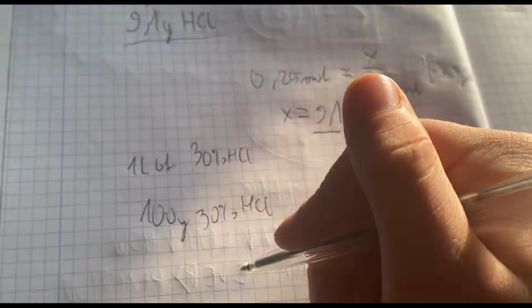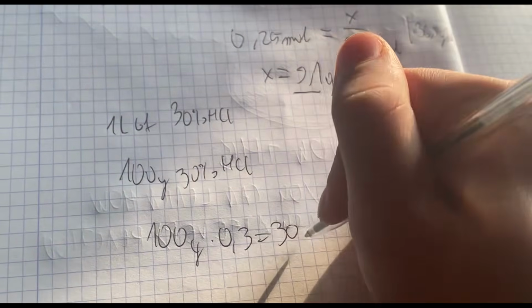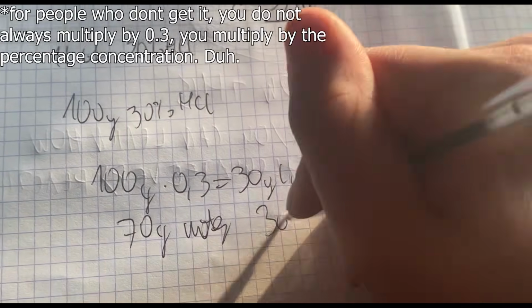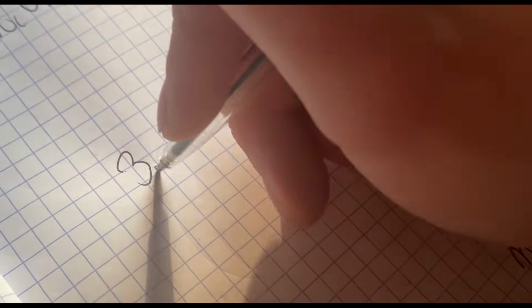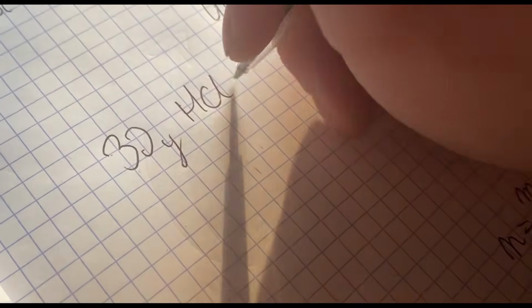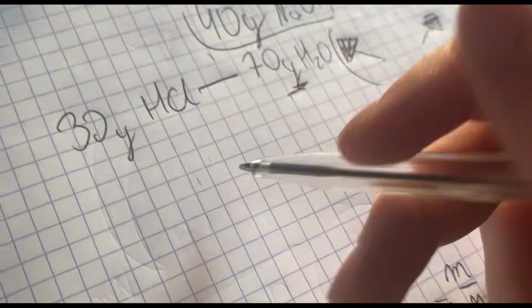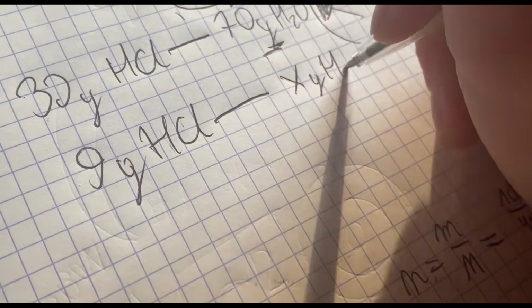First we have to multiply 100 grams by 30%, which is basically this. That means that 30 grams of HCl and 70 grams, not milliliters, of water are present in 100 grams of a 30% HCl solution. We need 9 grams of HCl, so let's do this via proportion. 30 grams of HCl is equivalent to 70 grams of water. And now we want to know how much water should be in a 30% solution of HCl that contains 9 grams. So 9 grams of HCl is equivalent to an unknown amount of grams of water.